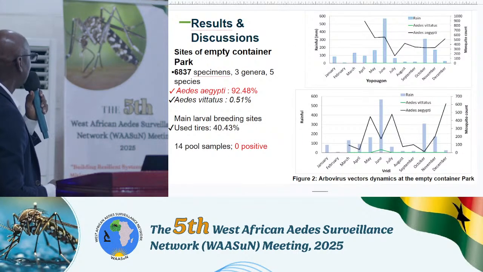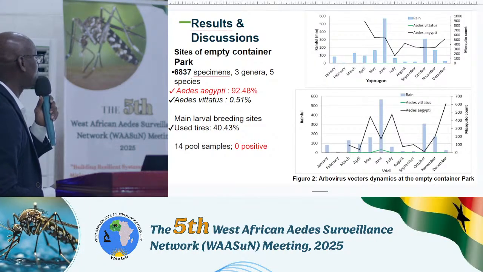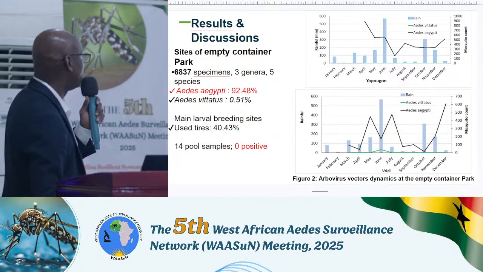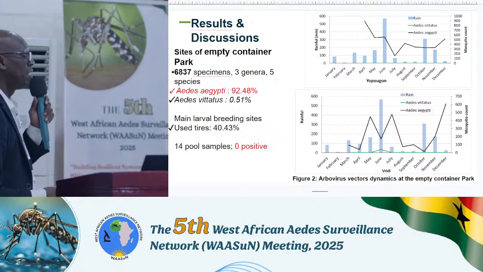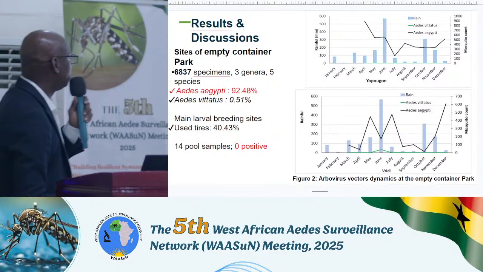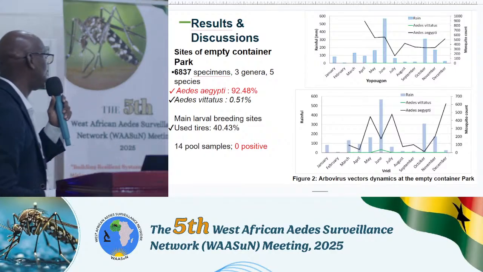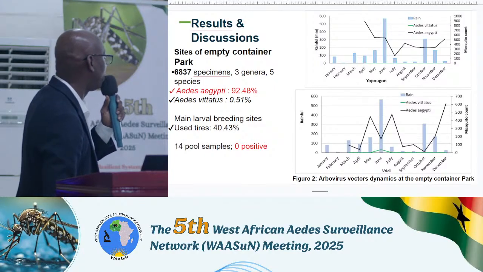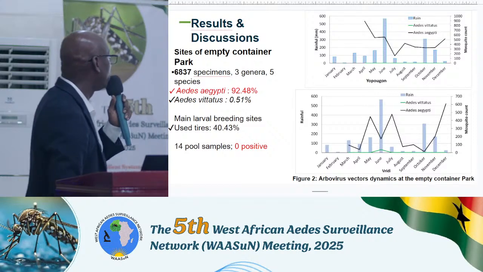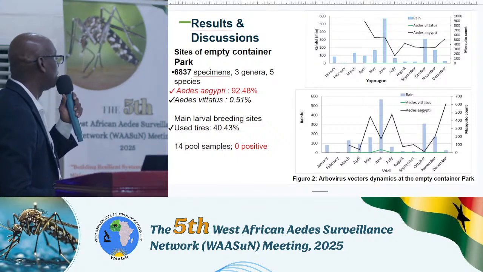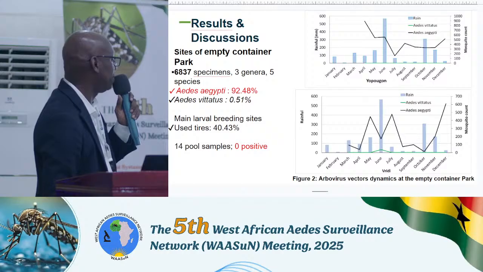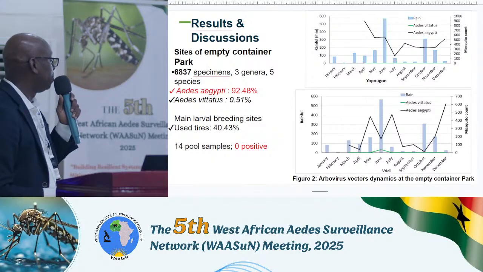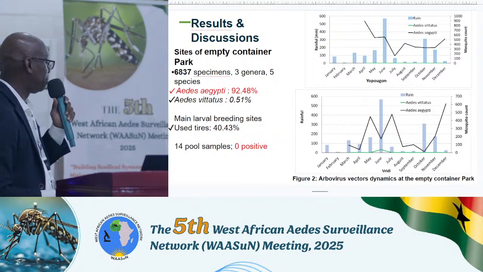In the empty container park, more than 6,000 specimens were collected, 3 genera and 5 species. Again, aegypti is the most collected species, followed by Aedes vittatus. The main breeding site in this place is tires. We made pools of mosquitoes, but none were positive for the arboviruses we needed to detect. In the monthly collection, we collected aegypti every month, with a peak when the rain begins, and the same peak for Aedes vittatus in June.